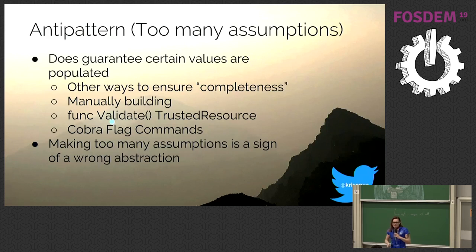So granted, it does guarantee certain values are populated because you're forced to pass them into the function, but there's other ways that we can do this. A really great example of this is if you've ever used Steve's Cobra command library in Go. That forces you to define a default, and that default is going to go and get populated wherever you want it to get populated. So you can structure your code in such a way that you can guarantee that these fields can be populated without having to go through and create all of these noisy factories. And again, making too many assumptions is a sign of a wrong or incorrect abstraction.